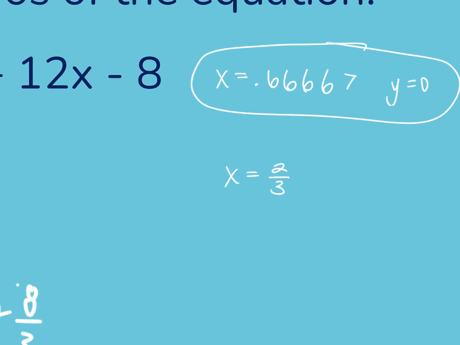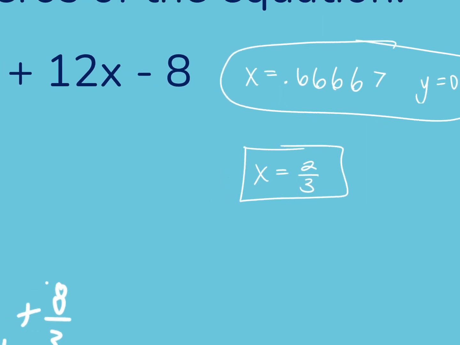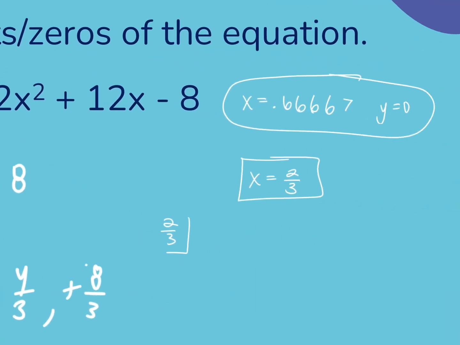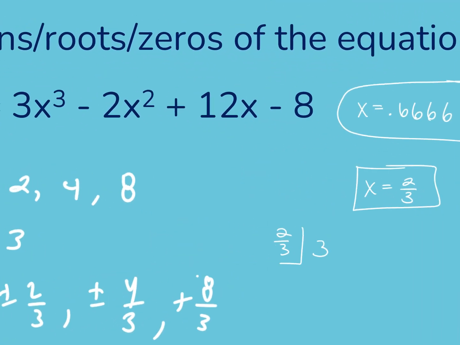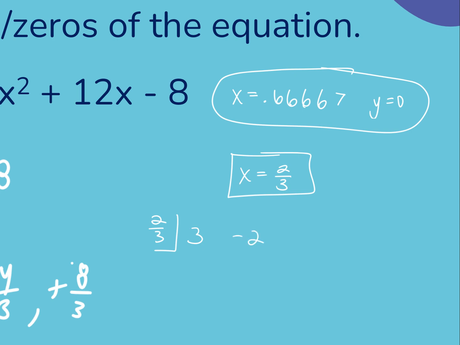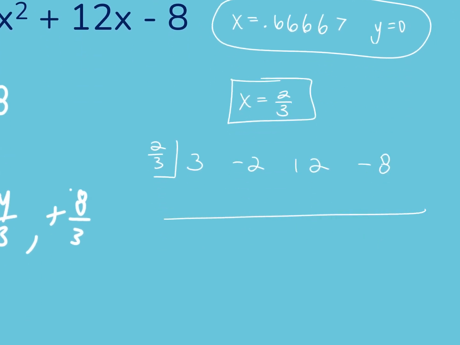Now that I know that one of my x's is 2/3, how can I find the other ones? We're going to use synthetic division. So I'm going to use 2/3 in the corner. Write out your coefficients. I have 3, then what? -2, 12, -8. Now you have a calculator in front of you, but you really don't need it. You can handle this. Bring down the 3. What is 2/3 times 3?